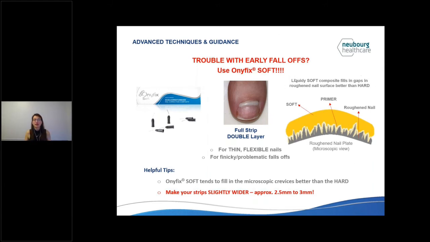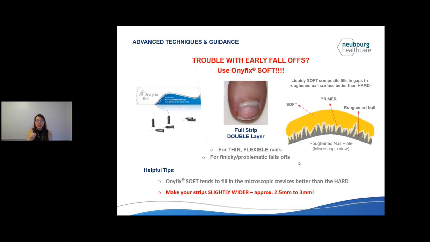Let's take a look at this again, a little pictograph here on the right-hand side. It's just like what I showed you. You've got your nail plate here with the nice freshly mountainous ridges from the roughing you just created, with just a thin layer of primer. See how it's nice and thin under that. And then this darker yellow color over top is your soft. And there's something about the way that the more liquidy soft fills in those gaps better than the hard does. And again, you don't need to worry about that too much if you've got nice, thick, pincer types of nails, but for the early fall-offs, we highly recommend trying the soft.